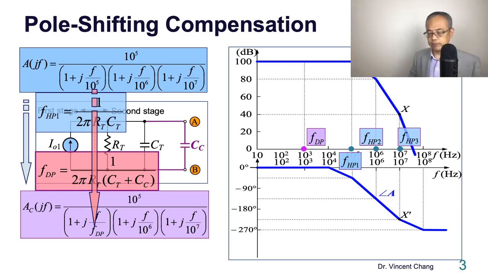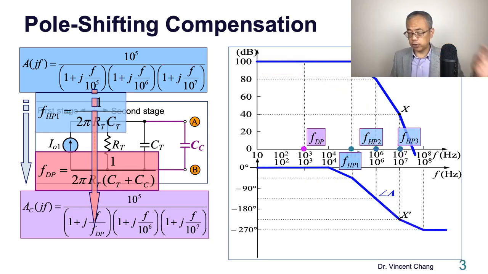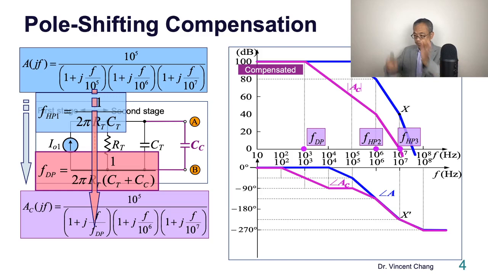With this technique, you can precisely control the time constant at a certain node, so you can push the original dominant pole to a much lower frequency. Why do I say much lower? Compare these two. The original one is located at 100 kilohertz. To gain a 45 degree phase margin, that's what we learned before, the frequency FHP1 has to be reduced by how many times? Two decades, 100 times, because this result shows the answer is 1 kilohertz. So pay attention to the order of magnitude. You have the uncompensated as blue, and the compensated as purple.